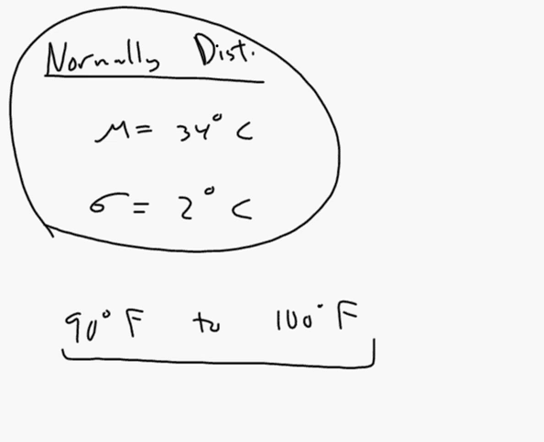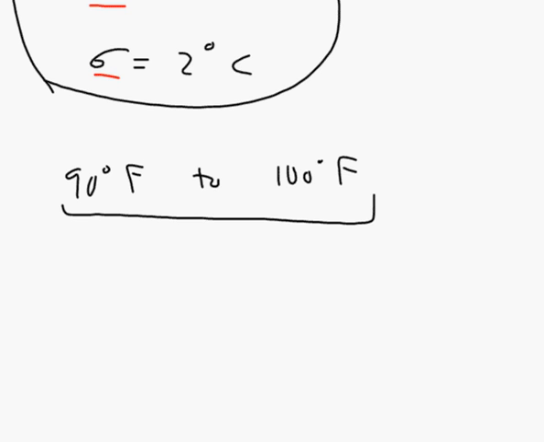Okay, so the problem we have is we're going to have to take this mean and this standard deviation, and convert them into Fahrenheit. Well, it turns out there is a function which will take a temperature in Celsius and tell you what it is in Fahrenheit. It looks like this. Temperature in Fahrenheit equals 9/5 times the temperature in Celsius plus 32.